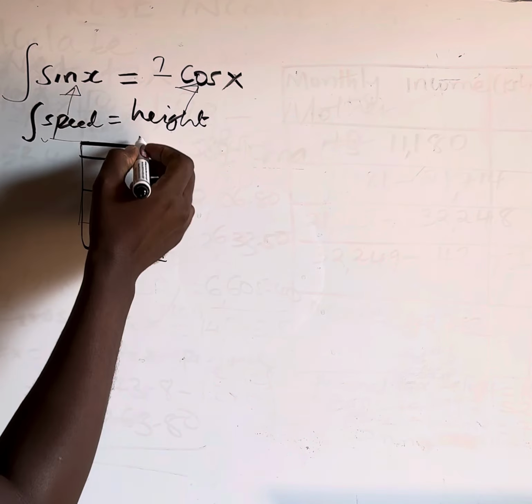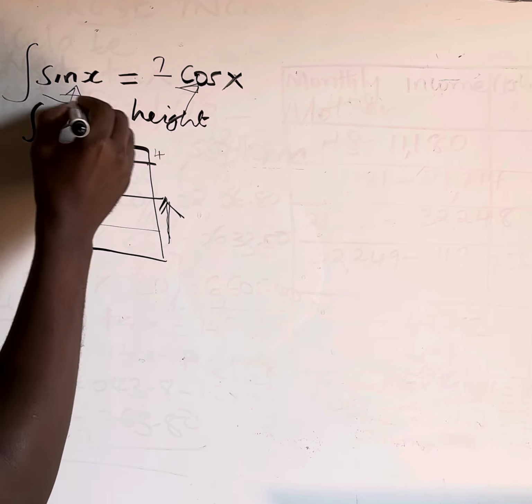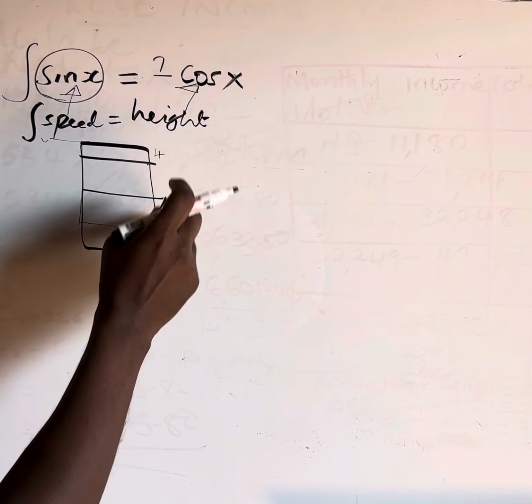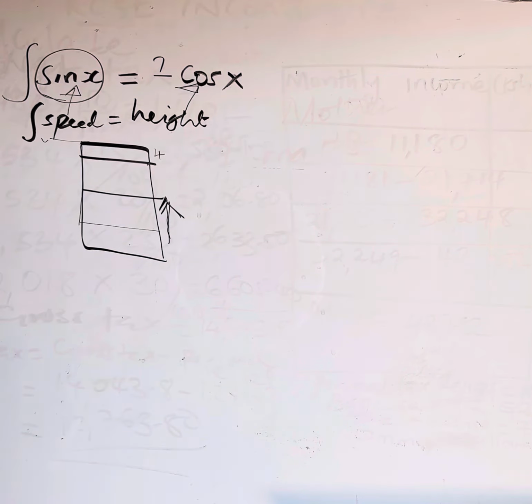So the speed here in this case is represented by sin x, and the height, which is 4, is represented by cos x. But why is it negative? Why not just cos x?